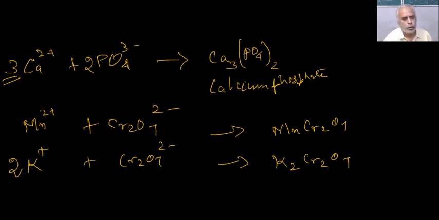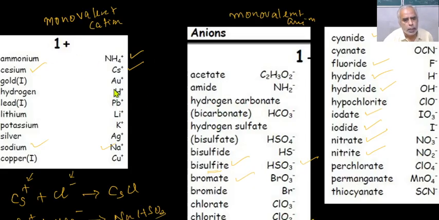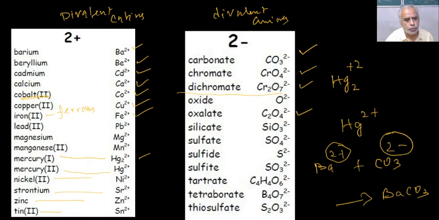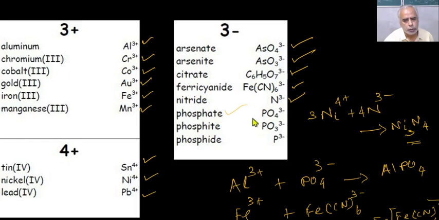So you have to memorize all these anions and cations of different charges, and you should be able to write down the equation based on this.